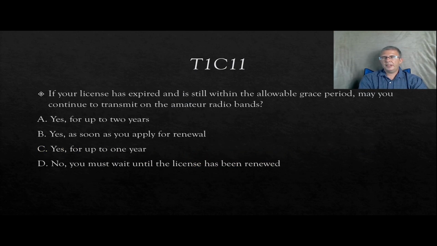And the last question, number 11. If your license has expired and is still within the allowable grace period, may you continue to transmit on the amateur radio bands? A. Yes, for up to 2 years. B. Yes, as soon as you apply for renewal. C. Yes, for up to 1 year. D. No, you must wait until the license has been renewed. And the correct answer is D. No, you must wait until the license has been renewed.